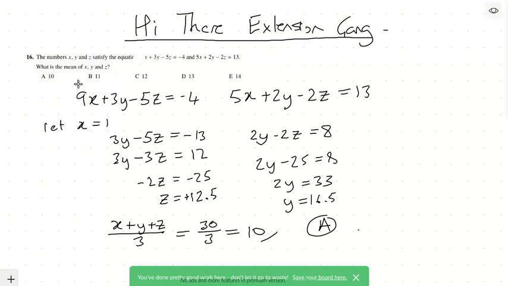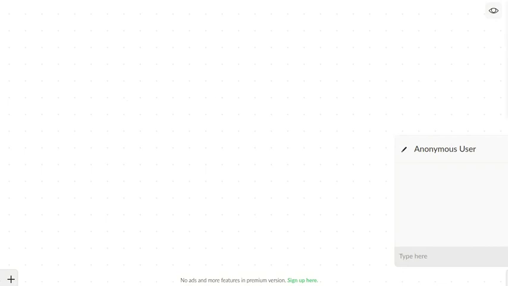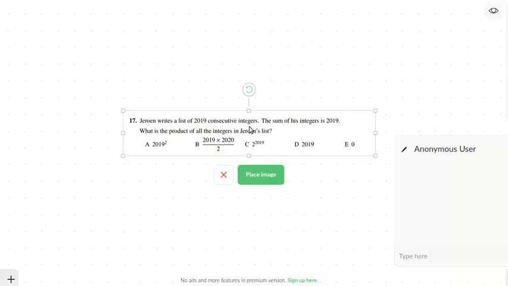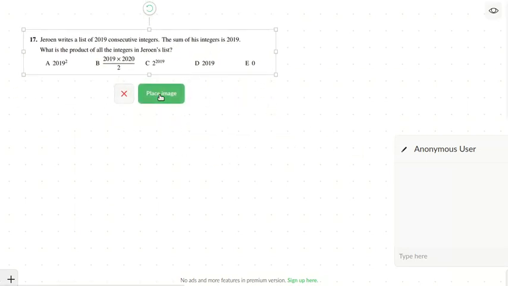Okay, so let's try the next one now. I'm just going to try and clear the board, create a new board. Lovely. And I'm going to put on the next question, question 17. Okay, here we go. This one's kind of funny, really.